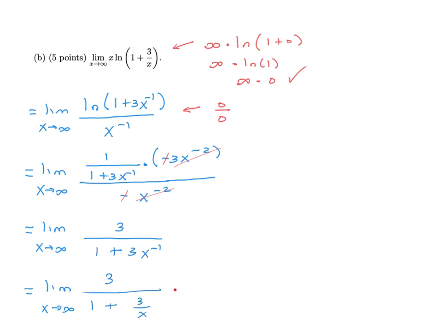This is no longer an indeterminate form. 3 is a constant, and the denominator approaches 1. And that's because 3 over x goes to 0 as x goes to infinity. So we can actually evaluate this limit. It's 3 divided by 1 plus 0, which is simply 3, and that is the answer to this problem.